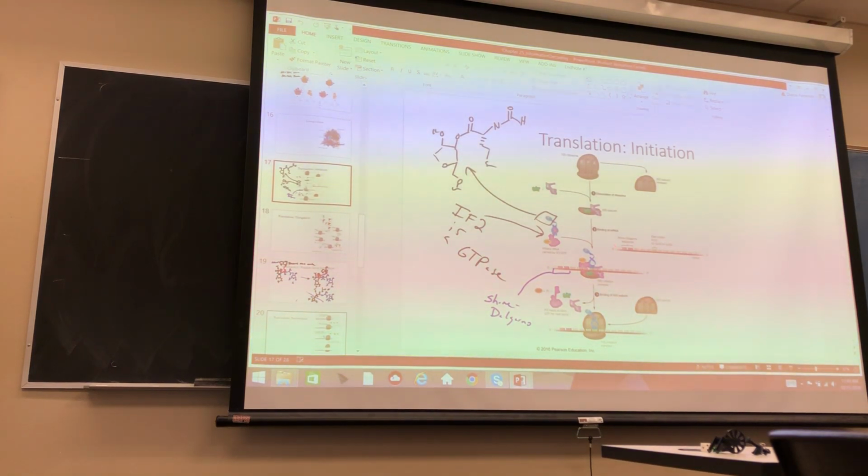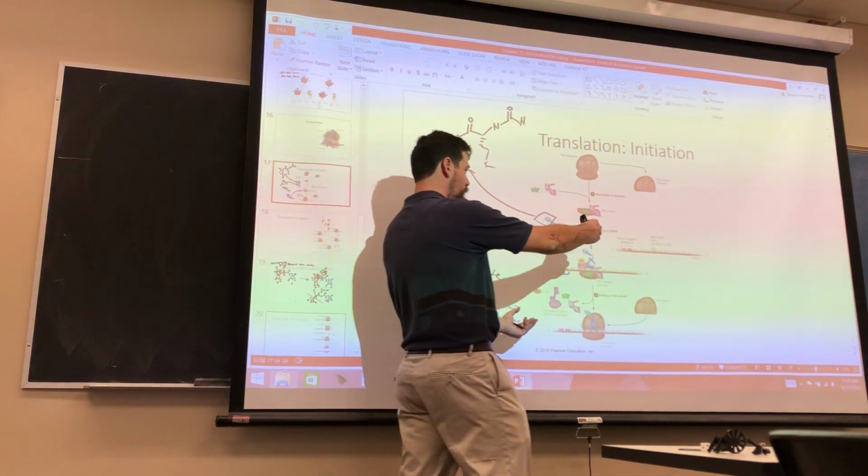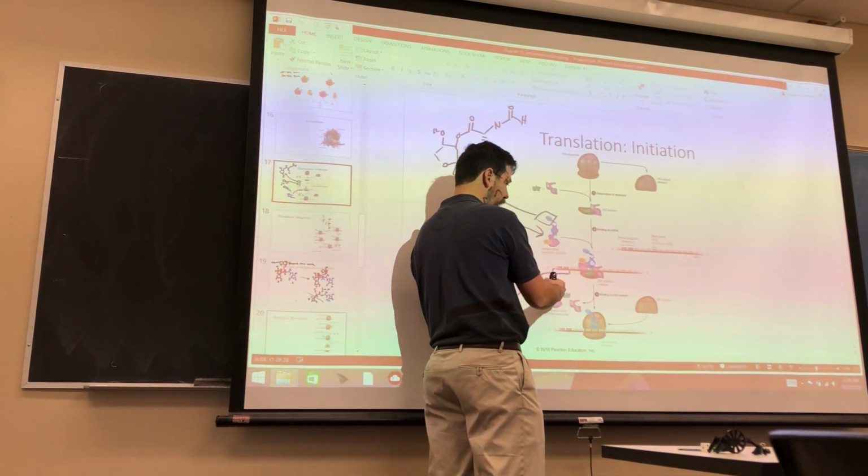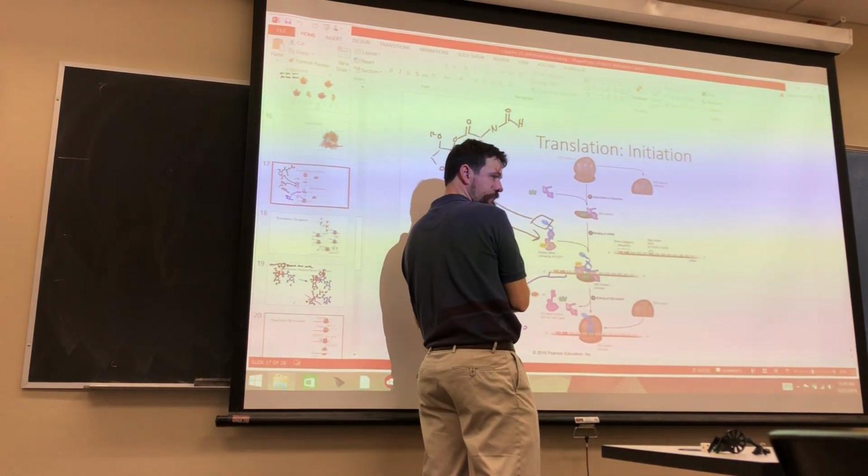So Shine-Dalgarno finds that site and binds, then it brings together those pieces, and what it's showing basically is once those connect, you do the hydrolysis and they all leave.